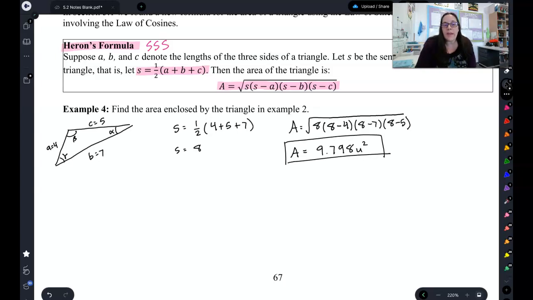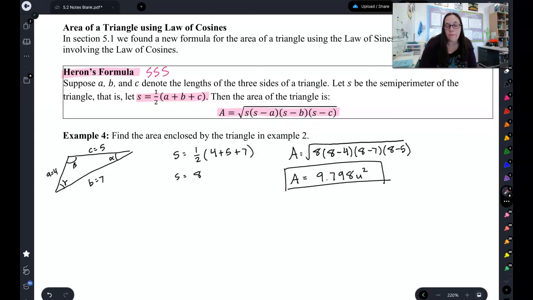So I really like Heron's formula. Usually finding the area of a triangle when you're just given the 3 sides is quite a difficult process. Heron's formula makes it super short and fast. And like I said, it's easiest to use Heron's formula when you have side, side, side. That's all you need to know for Heron's formula. So that is it for 5.2 Law of Cosines. You are officially done learning everything there is about Law of Cosines. You can get started on your homework.